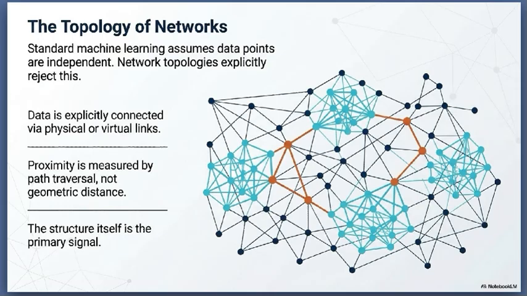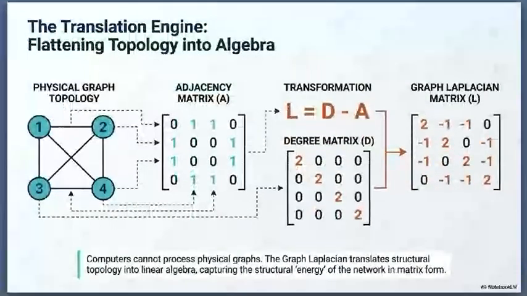It is measured by path traversal, which conceptually makes sense, but it brings up a really practical question about translation. What do you mean? Well, we can look at a visual web of nodes and lines and intuitively understand the clusters. But a computer cannot see a drawing of a social network. How do we feed the physical structure of a web into a machine learning algorithm? Okay. We use what the sources call a translation engine, specifically the graph Laplacian. The mathematical shorthand in the deck is L = D - A. The goal is to translate that physical graph topology into linear algebra.